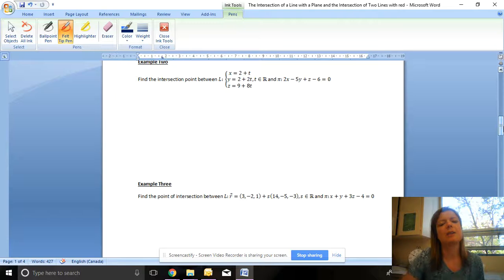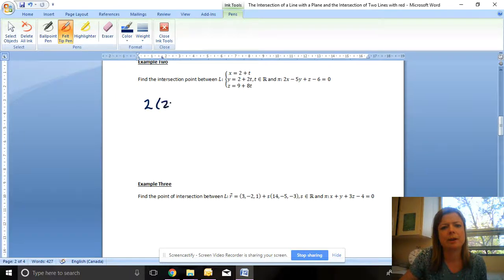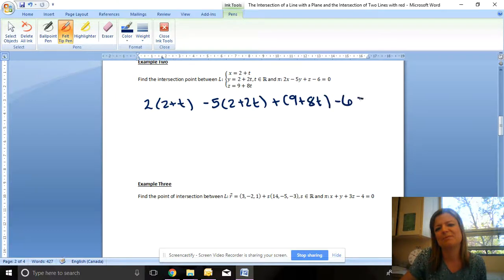Find the point of intersection between this line, which is already in parametric form, and this plane, which is in Cartesian form. Again, we just do the same process where we put our parametric equations into the Cartesian. It's nice when we can just solve for t, a single variable.